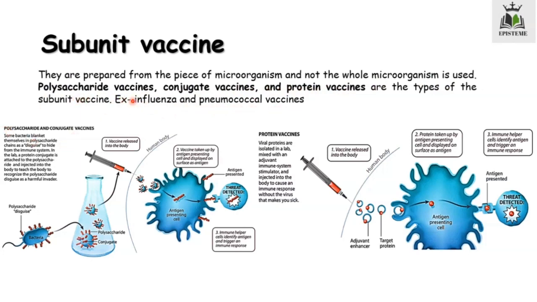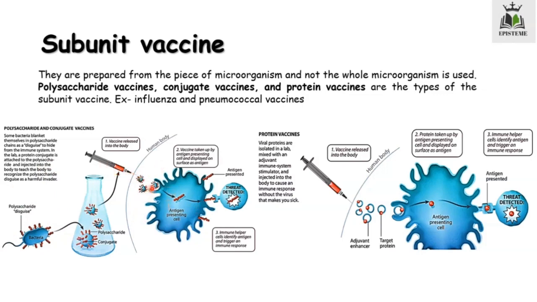At first we will talk about the polysaccharide and conjugate vaccine. Some bacteria have the ability to hide from our immune system by developing some polysaccharide chains on their surface, like these red ones. And in the laboratory we can tag these polysaccharide chains with some proteins which help the immune system to identify them. So this preparation is introduced in our body.